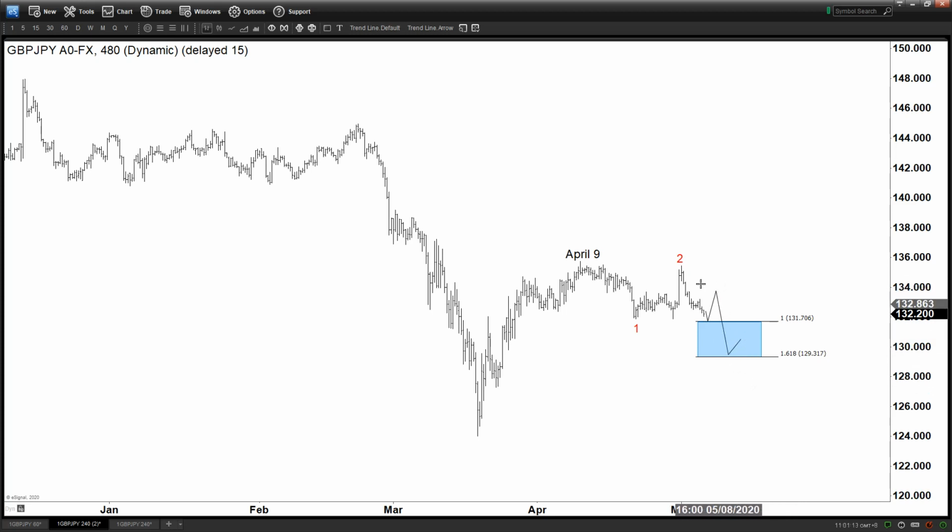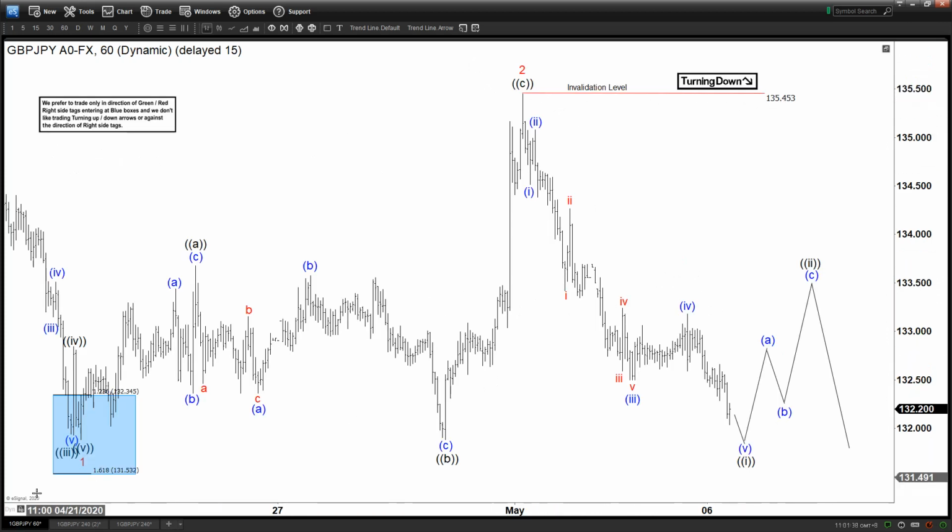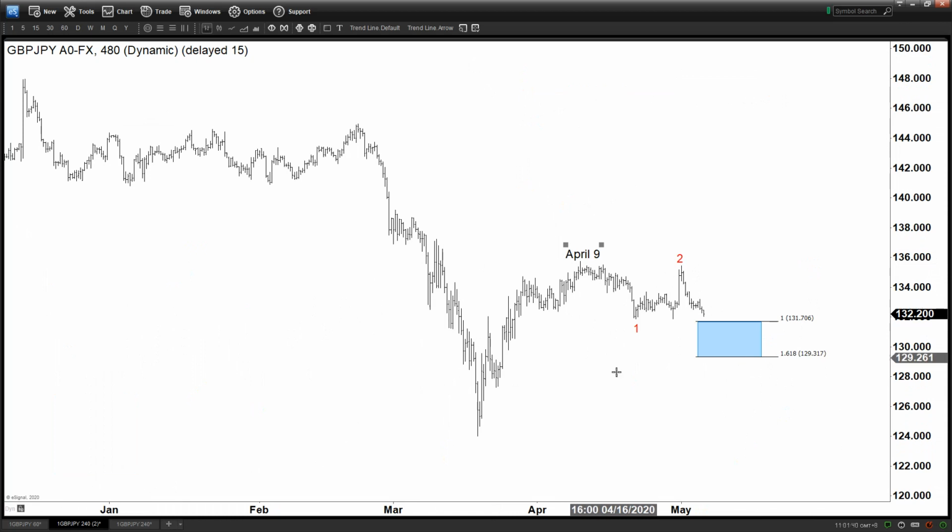So wave 3 should be at least 1.618. Usually it's the strongest, or typically should be the longest, and reaching 1.618 typically, right? Or even more, 129. So if this is a 1 2 3, then we should continue to extend lower while holding below this 2 over here, 135.